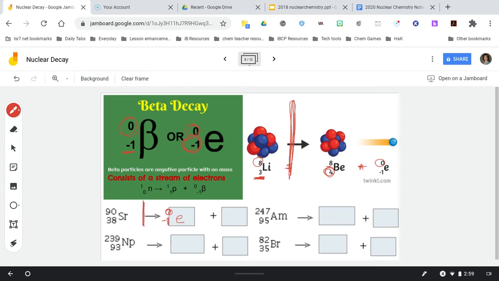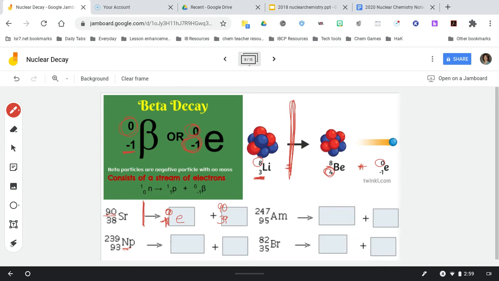So the top number is pretty easy. What do I add to 0 to make it equal 90 on the left, which is my target? Well, that's easy. That's a 90. Okay, and what do I add to a -1, or what do I subtract a 1 from to get 38? Well, the answer is going to be 39. 39 minus 1 is 38.